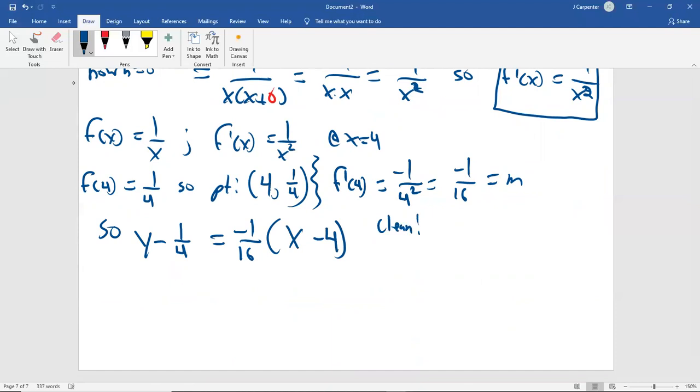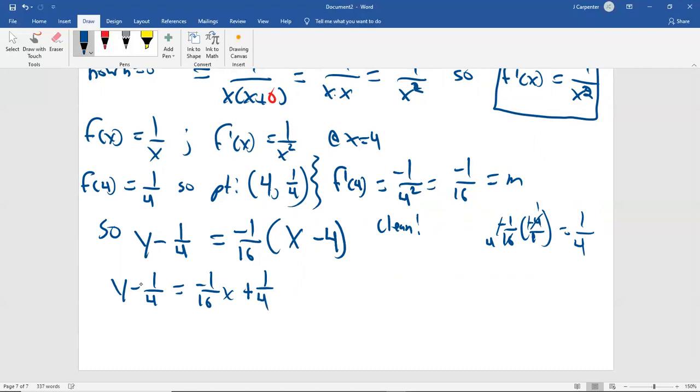Distributing the negative 1/16 will give us y minus 1/4 equals negative 1/16 x. Negative 1/16 times negative 4 is negative 4 over 1. The 4 and the 16 would reduce to a 1 and a 4. The negatives would cancel to positives, and you end up with positive 1/4. You better know how to clean up your fractions. So that's a plus 1/4. So y minus 1/4 equals negative 1/16 x plus 1/4.